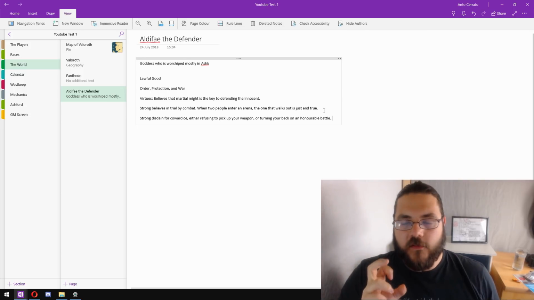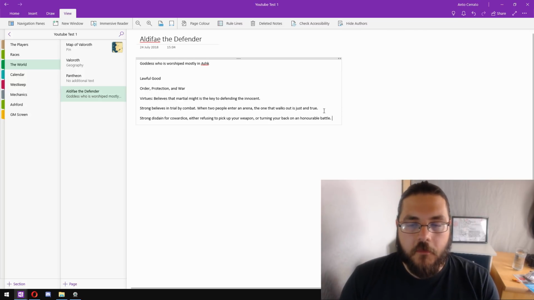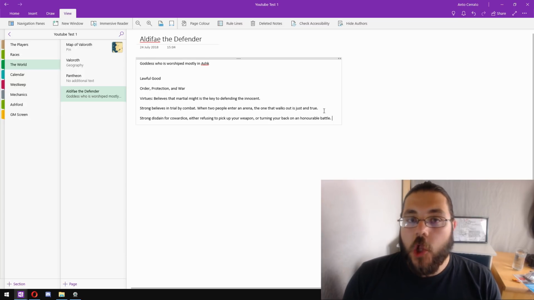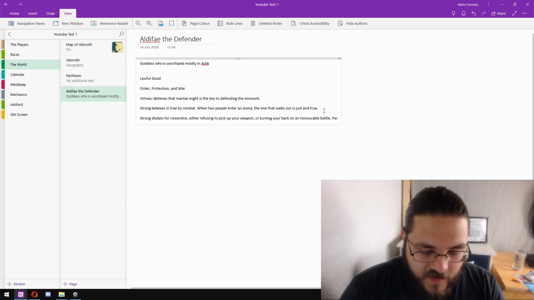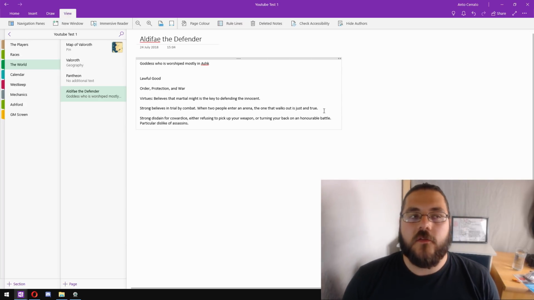And that honourable battle segment is key here, because I don't think worshippers of Aldeafe would be too concerned about taking part in a battle that wasn't honourable if it served no purpose, if it wasn't protecting someone, or if there was no lawful cause for the battle. I don't think they'd have any interest in it. But if someone refuses to pick up a weapon to defend their town from attackers, or if they refuse a just duel, I think that worshippers of Aldeafe would probably look down on someone that did that. And then they might have a particular dislike of assassins, because to assassinate someone is to do it without any honour at all.